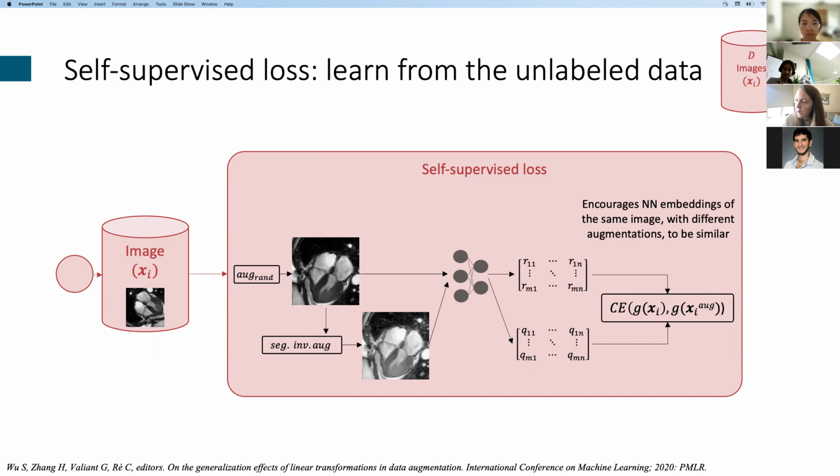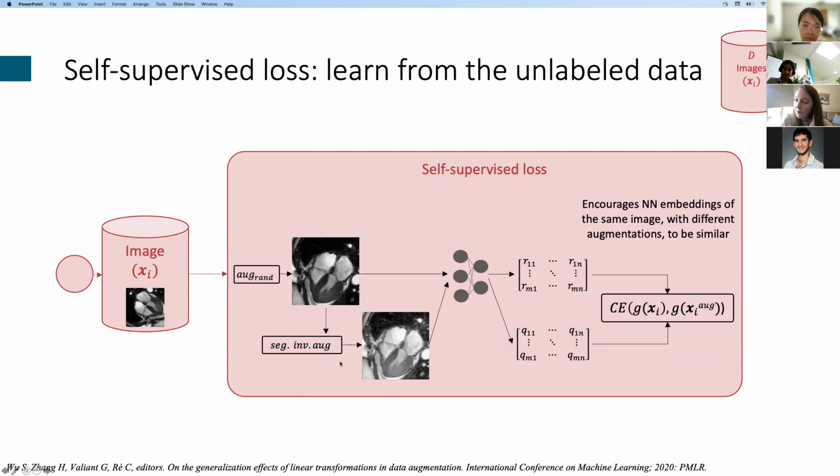So all this is teaching the network to do is to be invariant to whatever augmentation we apply before we pass the images through the network. And so this is why it's important to apply that segmentation invariant augmentation, because we want images with the same segmentation mask to be embedded to similar space, but we don't really want images with different segmentation masks to be embedded to the same space.